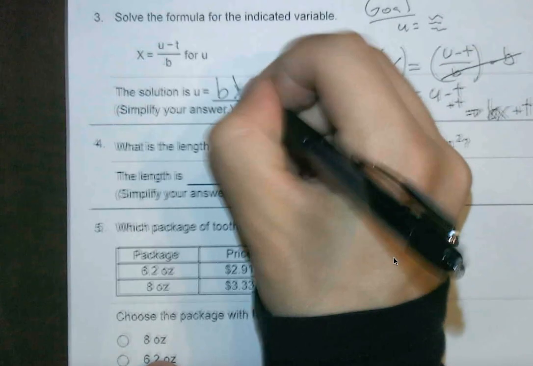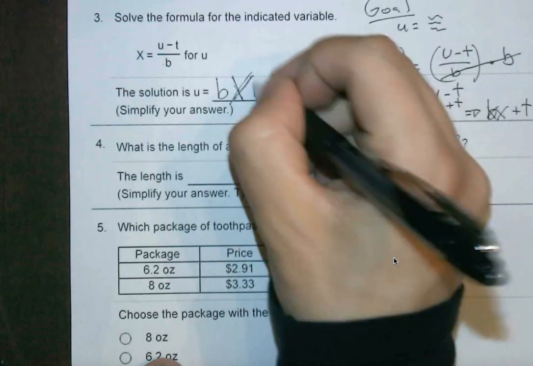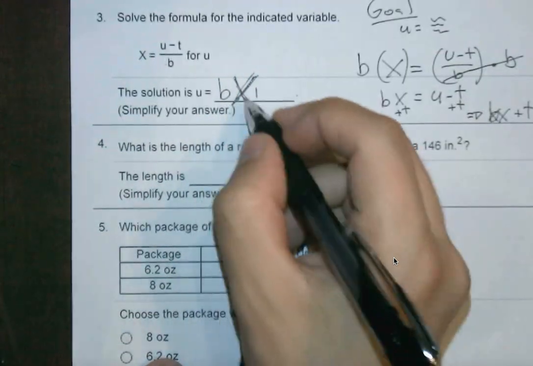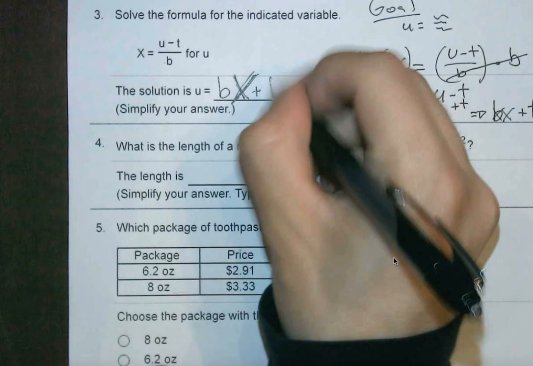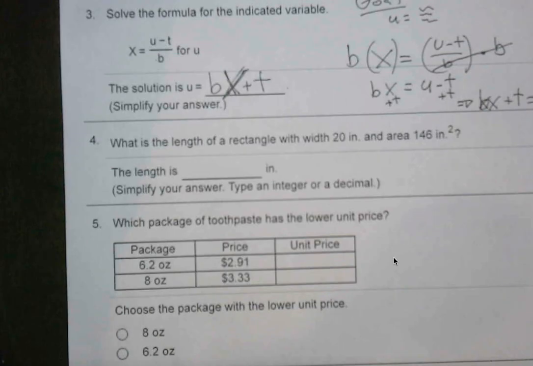And note that this is capital X, so capital X, really crucial. So capital X times b plus t equals u. We're done.